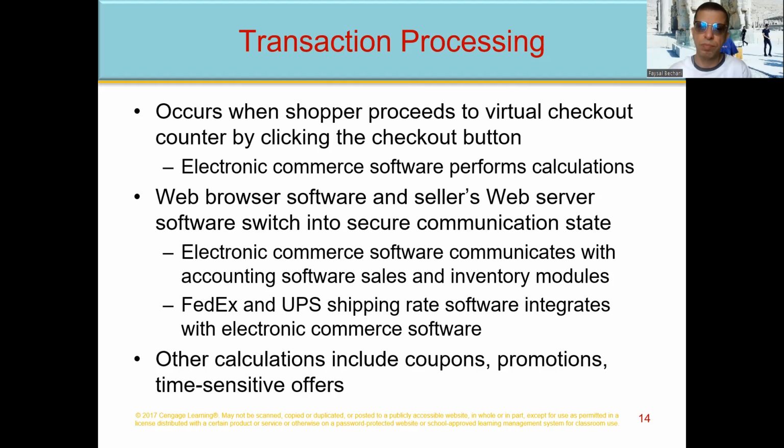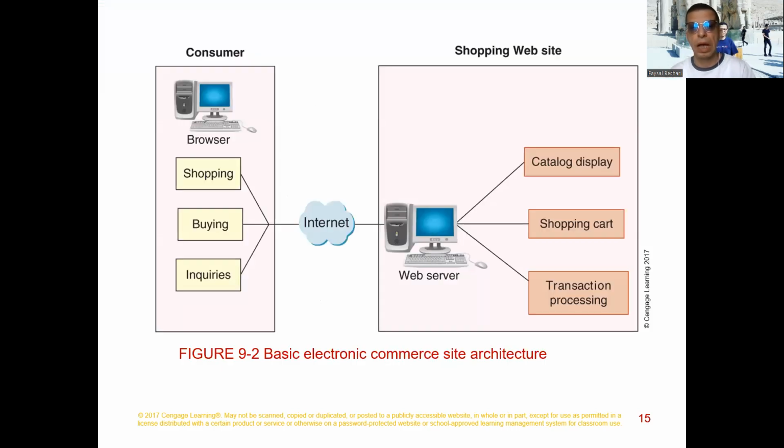Then the web browser software and the seller's web server software switch into a secure communication state, so it's not open for the public to interact with. Other calculations include coupons, promotions, time-sensitive offers, and the shipping details, to whom it is supposed to be shipped, and by whom. And this is how it looks in general.